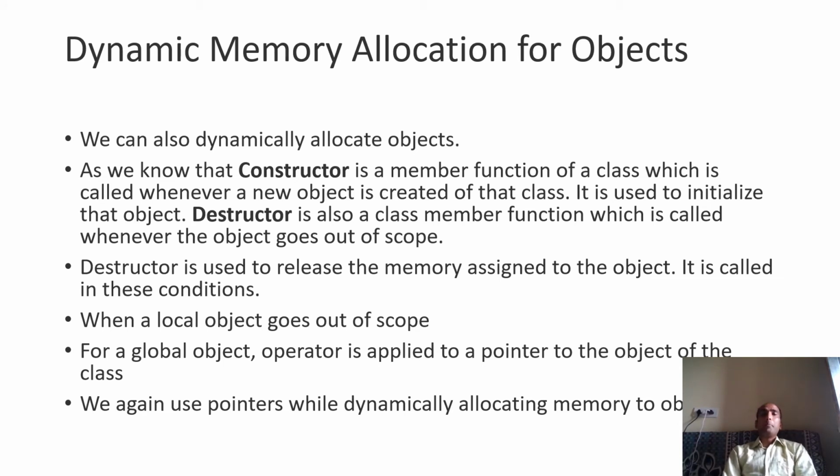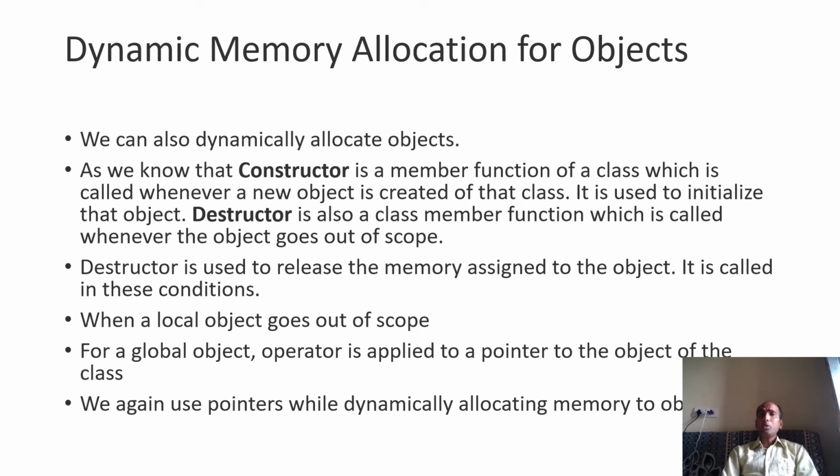Now, our main concern was how to dynamically allocate memory for an object. Don't worry, this is very similar to integer, float, character. We can also dynamically allocate an object. As we know, a constructor is a member function of a class which is called whenever a new object of that class is created. It is used to initialize that object. A destructor is also a class member function which is called whenever the object goes out of scope, which we studied in detail in the last sessions.